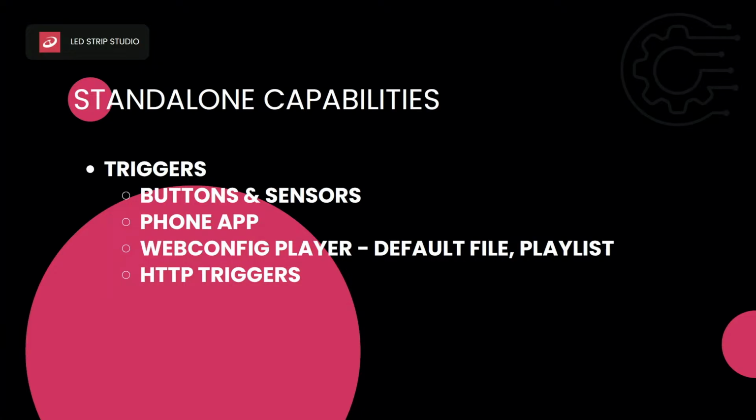So it can be physical buttons, physical sensors, or it can be your phone app. And again, in synchronization mode, in an Ethernet synchronization, you are using your phone LSS remote app to trigger the effects on multiple devices, using the app only from your master device, and that will play the effects on all other connected devices.